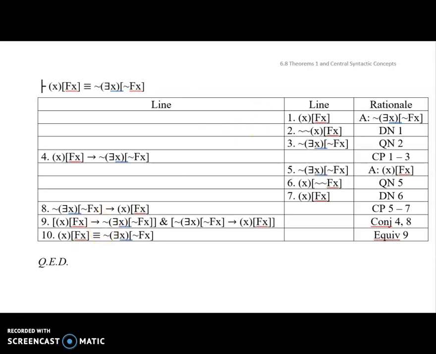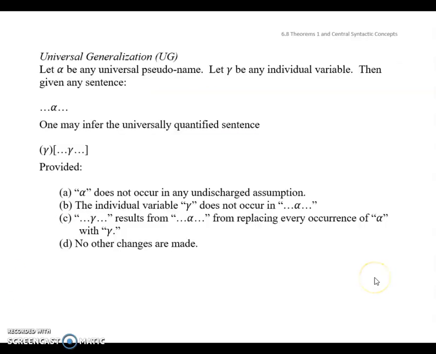Okay, let's keep trucking along. What I want to do now is explain a feature of the rule universal generalization, which we did not explain before, and which we are in a very good position to understand now in the context of theorems.